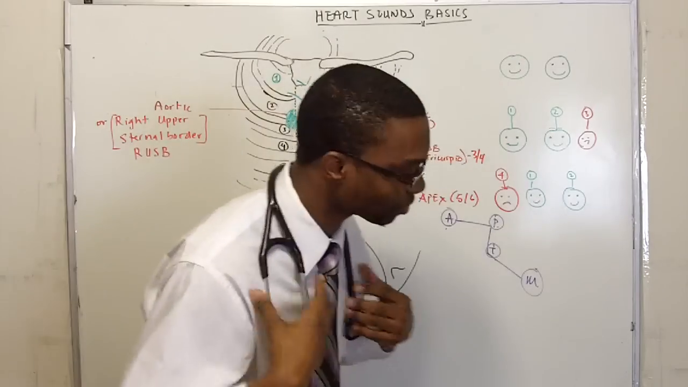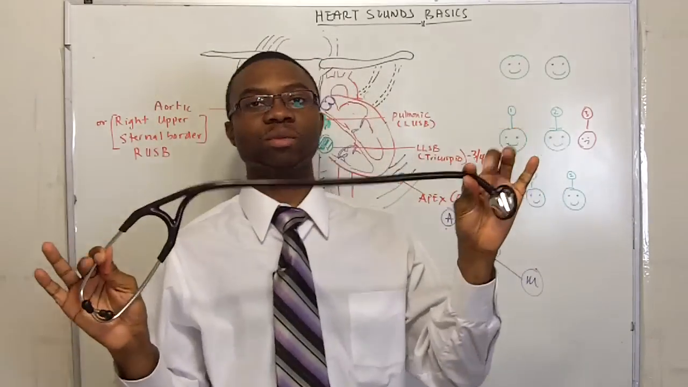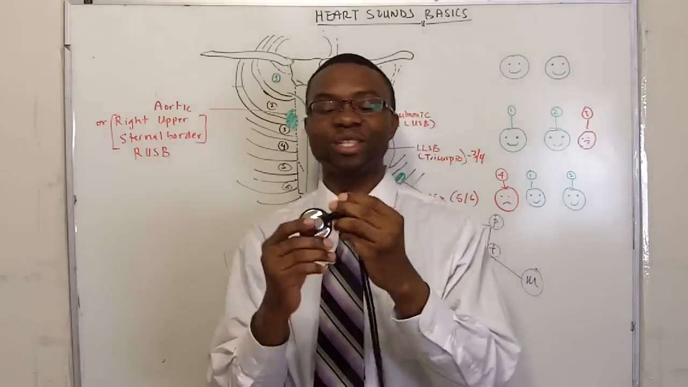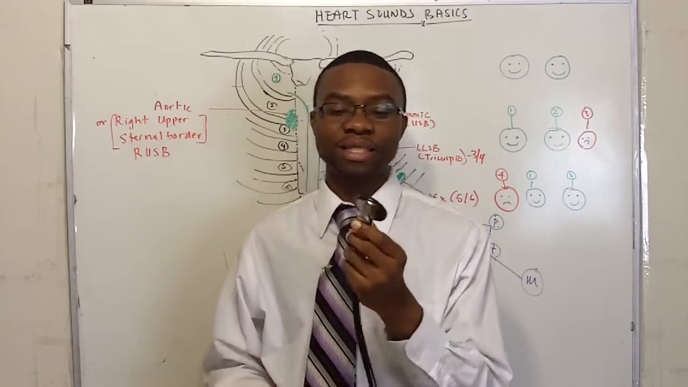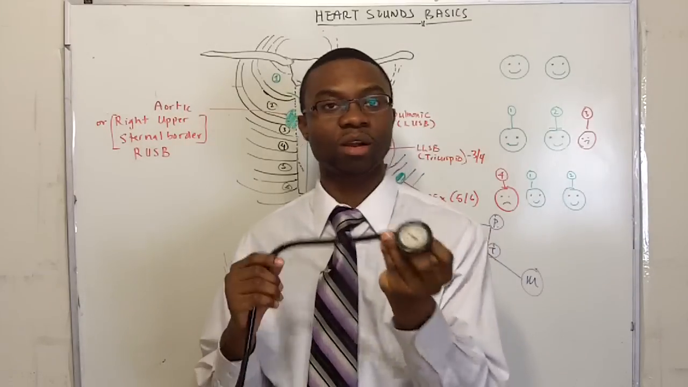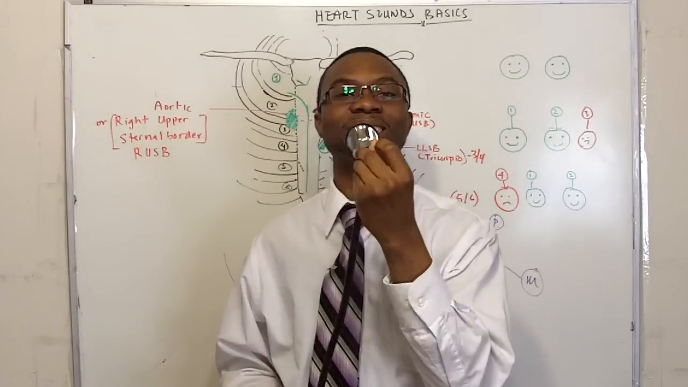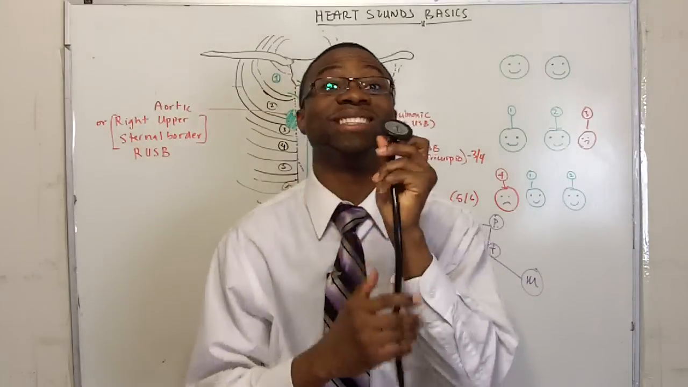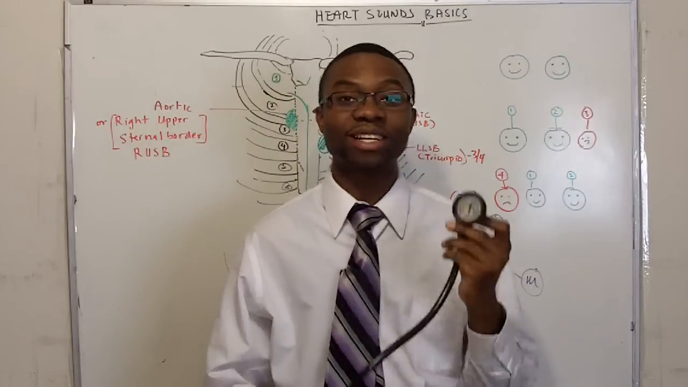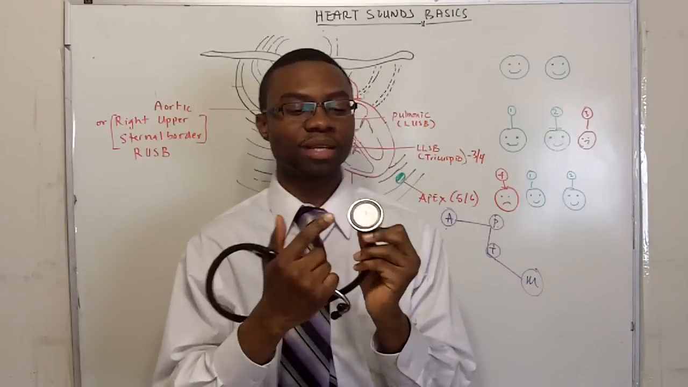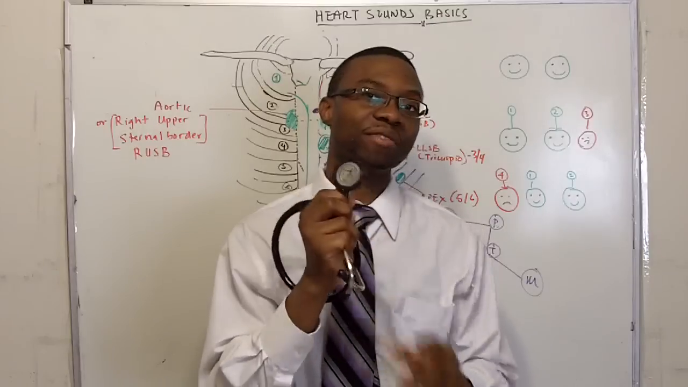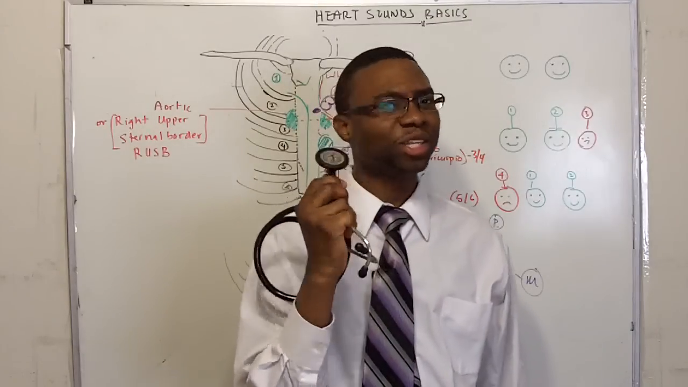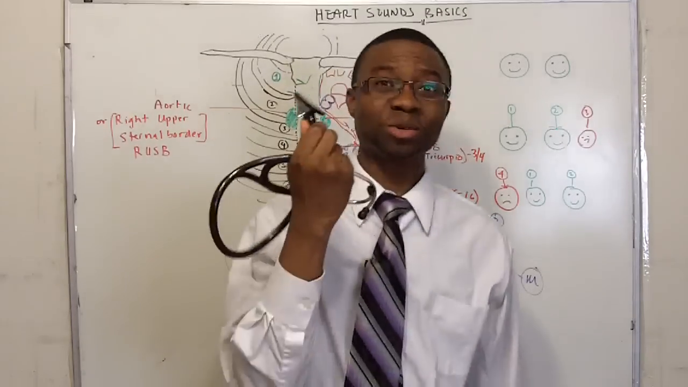So let's know the normal. Well, we're gonna need a stethoscope, right? This is not your typical stethoscope. This is actually a Littmann cardiology stethoscope. It doesn't have a separate bell, but it's a different kind of stethoscope because both the bell and the diaphragm are combined in one. So you have to be really, really good at using a stethoscope to be able to buy this.